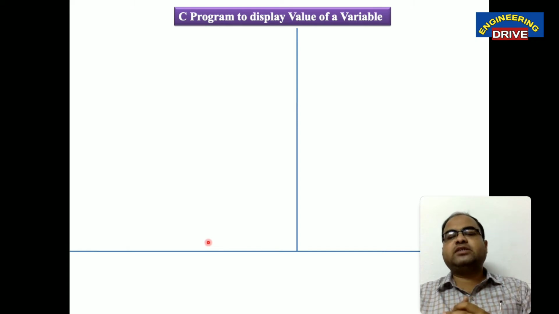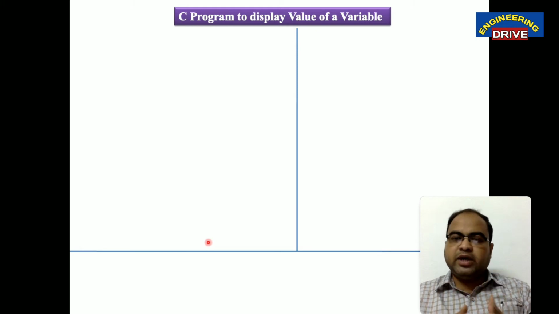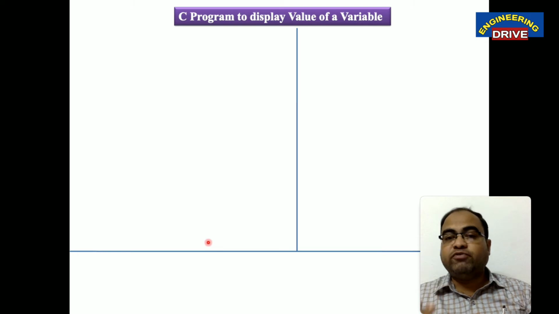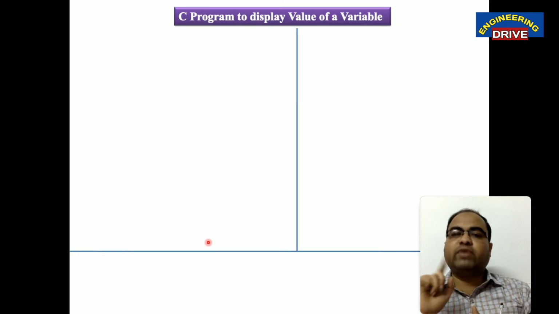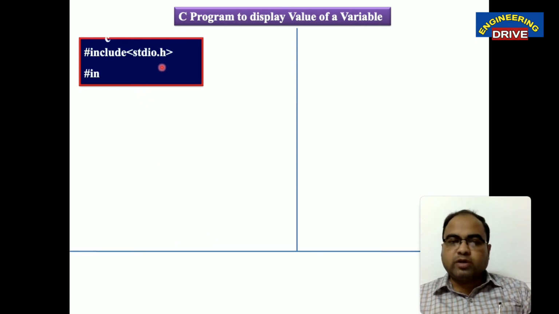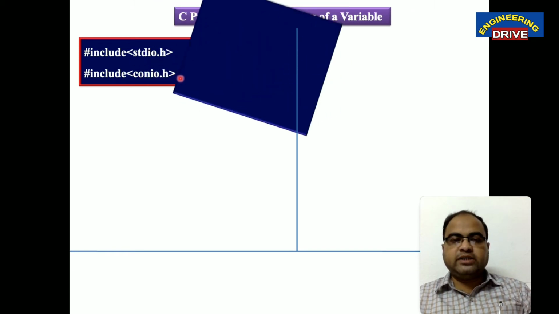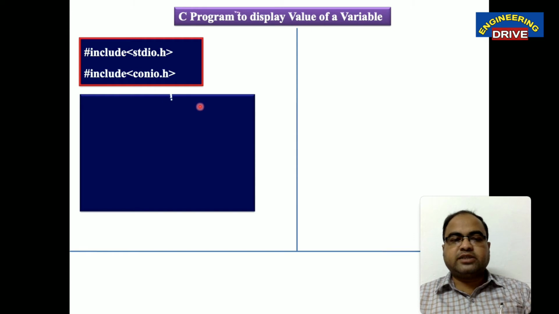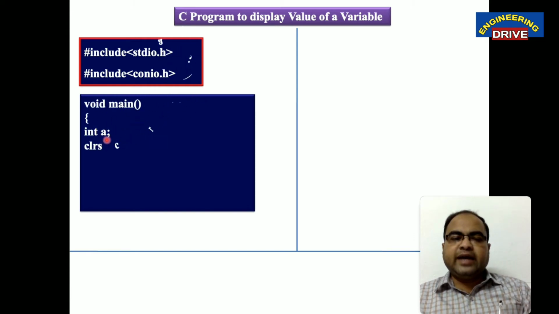Already in our previous parts we have discussed how we can display messages on the screen. Now I am moving a step further. Here I want to display the value of a variable, only one variable. In order to write a C program, it is recommended to make use of these two header files first, stdio.h and conio.h, and then our actual C program starts here, that is void main, and here I am taking one variable a which belongs to the int data type.